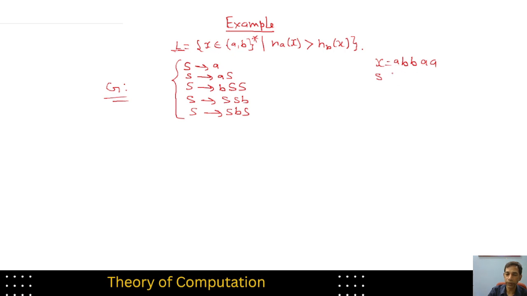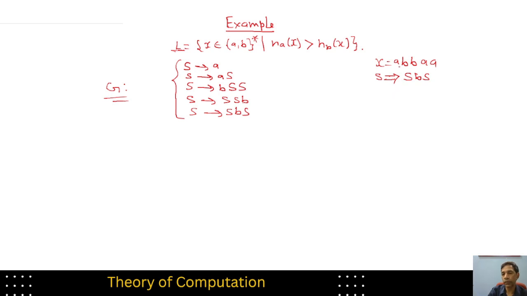Since this is a valid string of this language, with the number of A more than the number of B, it must be generated using this grammar. So you can start from the start symbol S. Which production rules can you apply? Out of these 5 production rules, you can apply the production rules one by one. You may think that you can apply the production rule S derives SBS. So you can say S derives SBS.